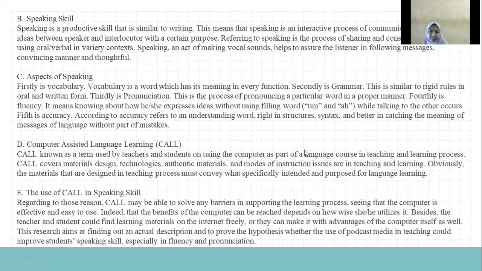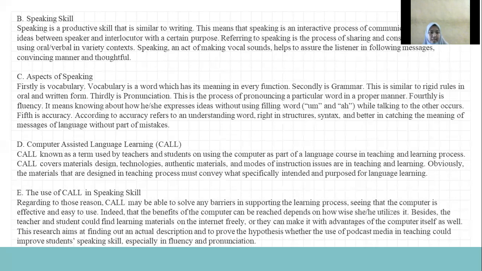And then the next, B, speaking skills. Speaking is a productive skill that is similar to writing. This means that speaking is an interactive process of communication that connects ideas between speaker and interlocutor with a certain purpose. Speaking is the process of sharing and constructing sense using oral or verbal language in a variety of contexts. Speaking is the act of making vocal sounds that help to assure the listener in a convincing manner.